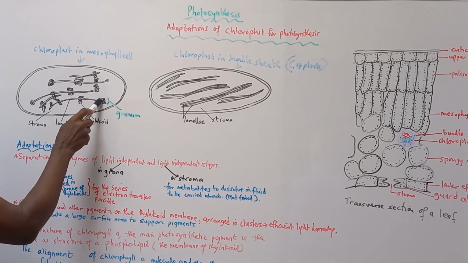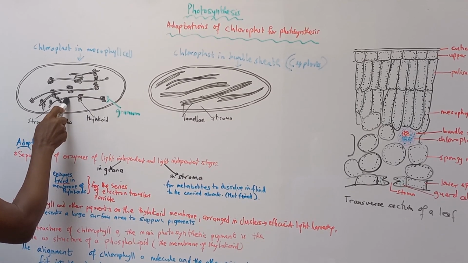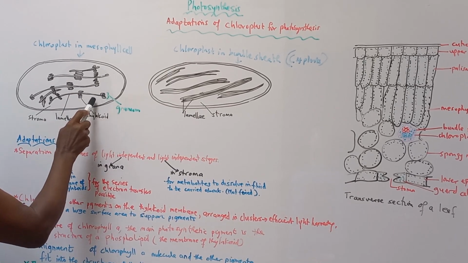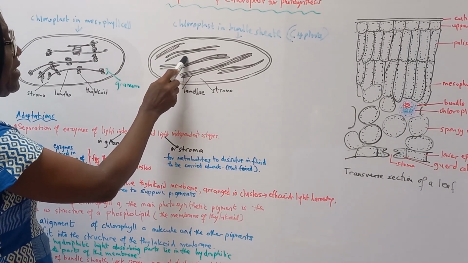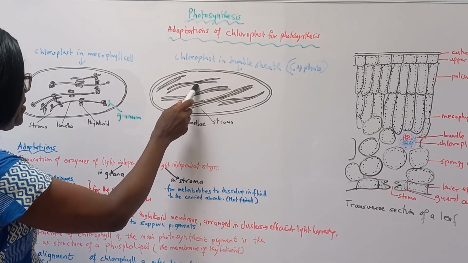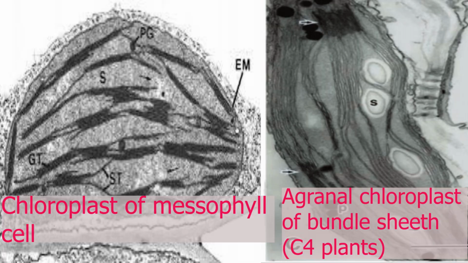Now the thylakoids, we have lamella in the middle of the thylakoids. So you have the thylakoids, you have the granum, you have the stroma. In C4 plants, the chloroplast does not have grana or granum, and you only see the lamellae and the stroma, as you can see in the shot.